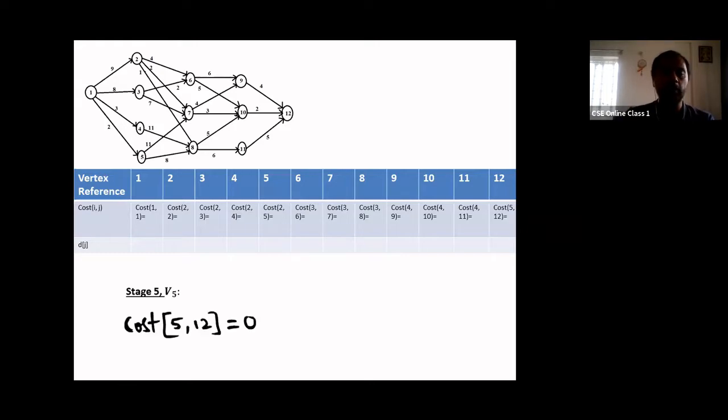Okay, so that stage 5 value we can calculate in this way. In stage 5, we have one single vertex, that is 12. Cost of 5, 12 is generally marked as 0. Am I right? Yes. So it's a shortest path. And its direction, it doesn't have any node after 12, so generally it is marked as empty, nil. Fine.